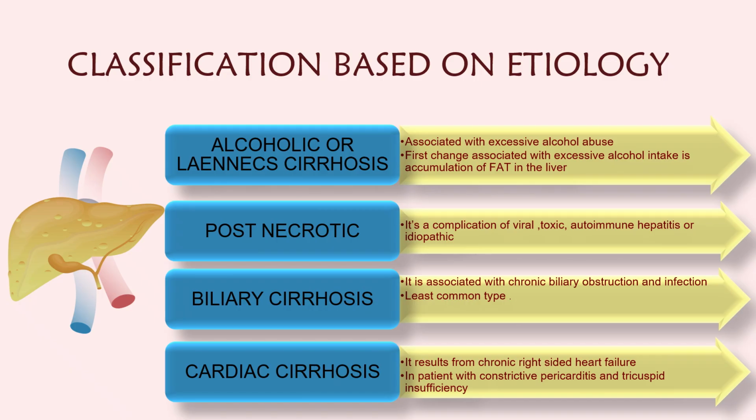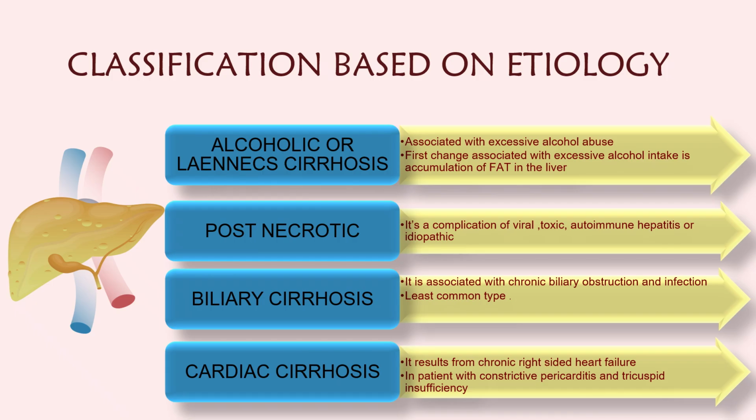Biliary cirrhosis is associated with biliary obstruction and infection, though it is one of the less common types. Cardiac cirrhosis is because of right-sided heart failure or complete heart failure. In patients with constrictive pericarditis and tricuspid insufficiency, we see cardiac cirrhosis. This is also one of the least common, because you get this cirrhosis as a complication of complete heart failure.